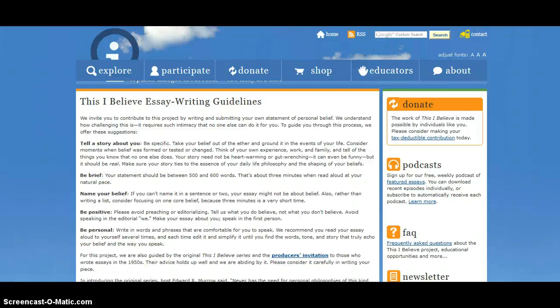So last week I linked the This I Believe essay writing guidelines. And I wanted to go over these a little bit more in depth and show how they are in the example so you can see how you would apply them to your own essays, because this is usually what helps you come up with a good This I Believe essay.